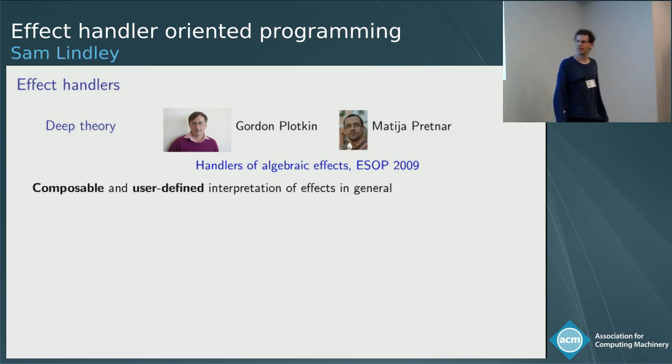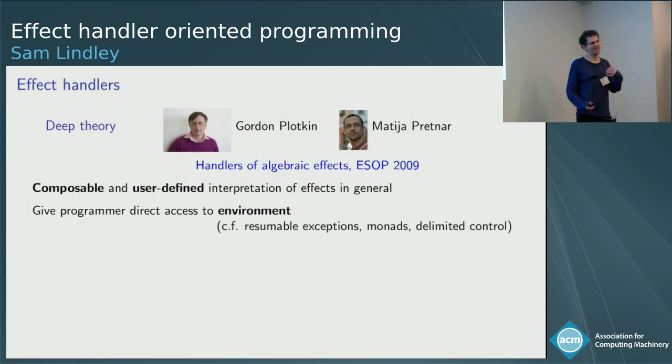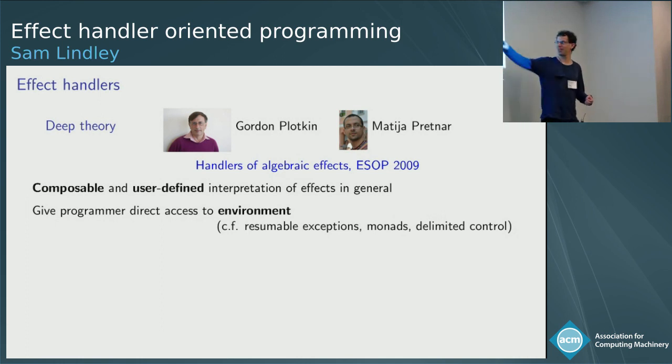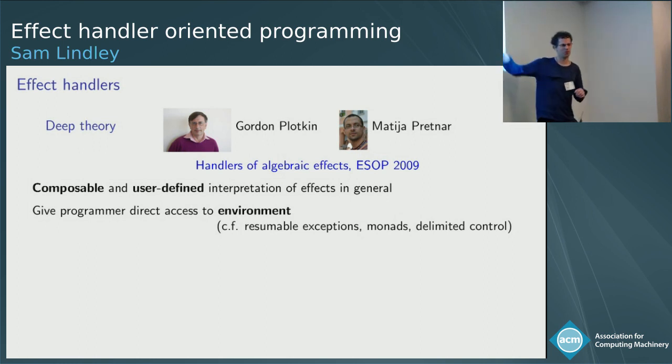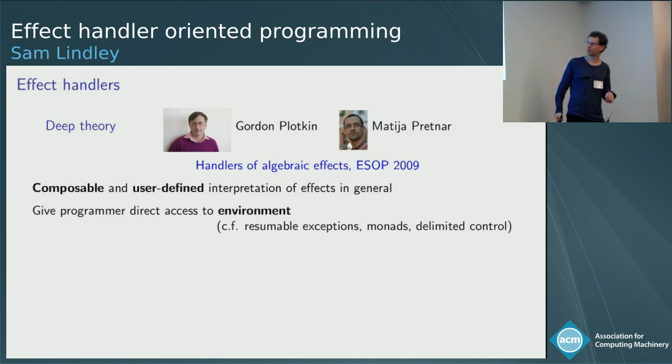Crucially, they are composable, and they allow you to define effects in a user-defined way. And they kind of give you direct access to the environment. So if you know about some of these things, resumable exceptions, monads, and delimited control, it's very much the same kind of idea. So you get access to the continuation. Where I guess effect handlers win out over some of the previous abstractions is that they have nicer composability and modularity properties.